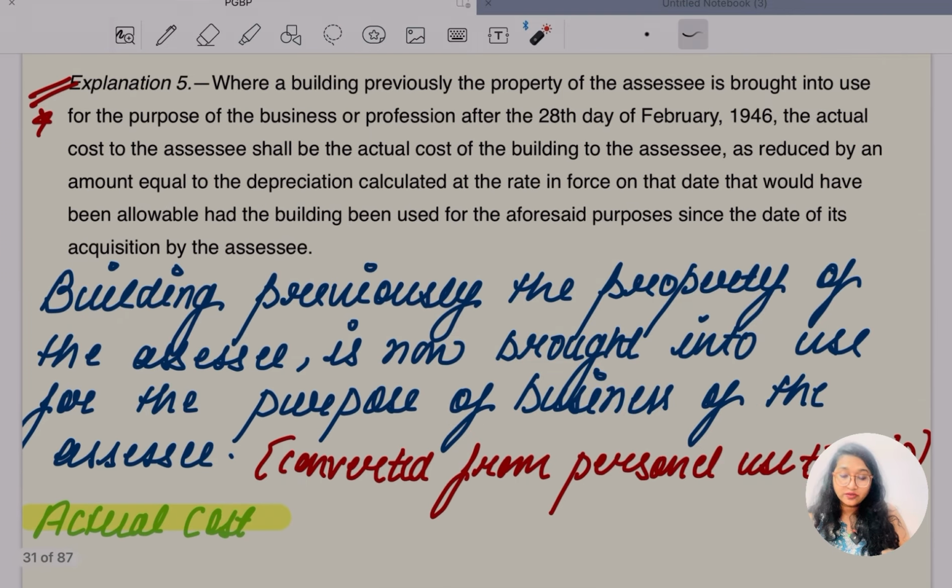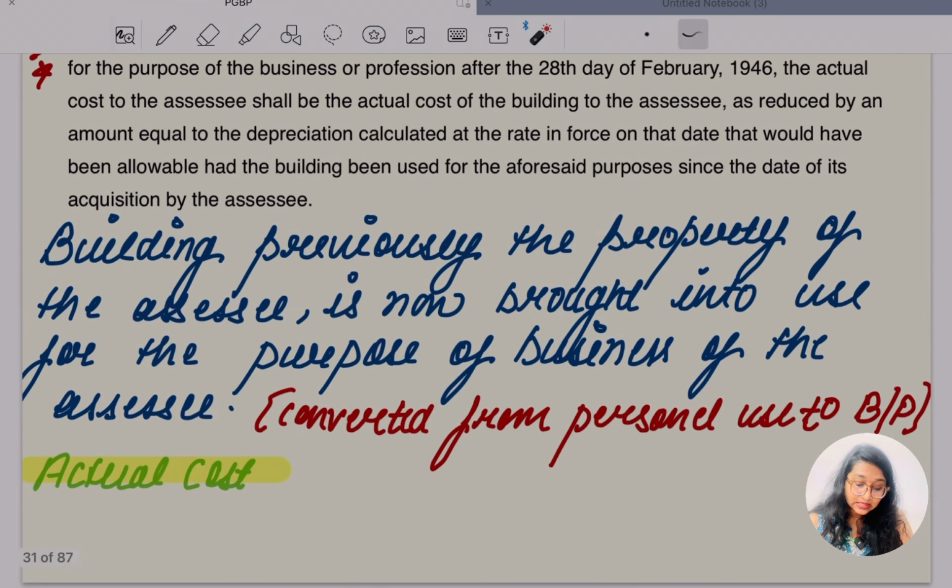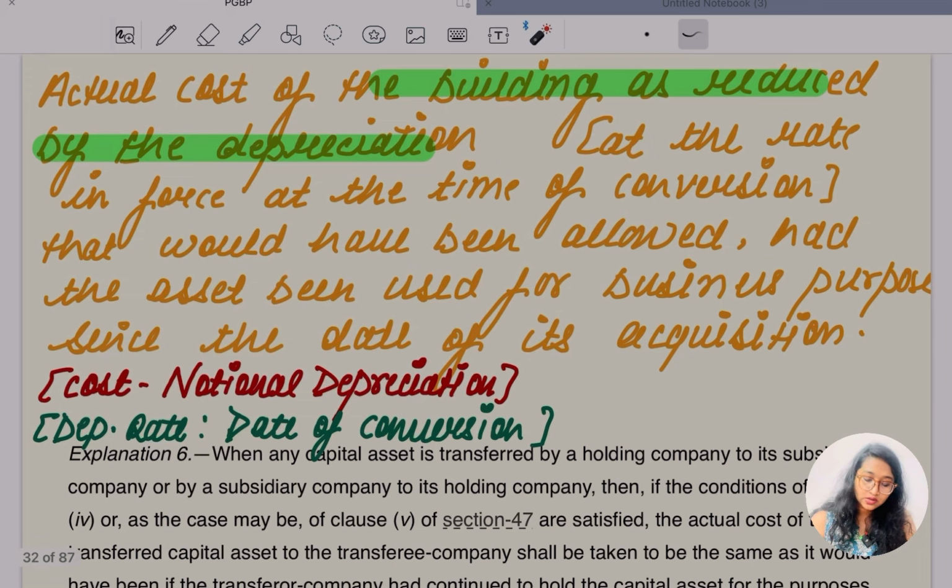Okay, explanation 5 says where a building previously the property of the SSC is now brought into use for the purpose of business of the SSC. Actually earlier the building was used for personal use. Now the building is converted and used for business and profession, okay. So in this case the actual cost of building is to be reduced by the depreciation.